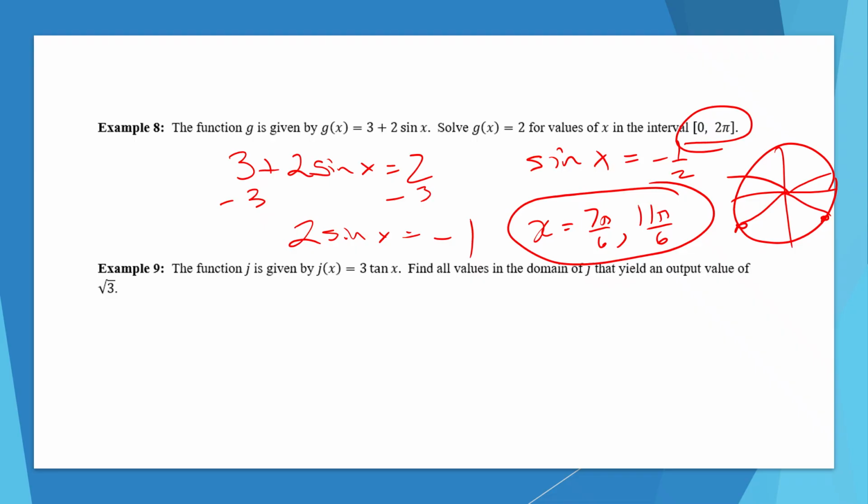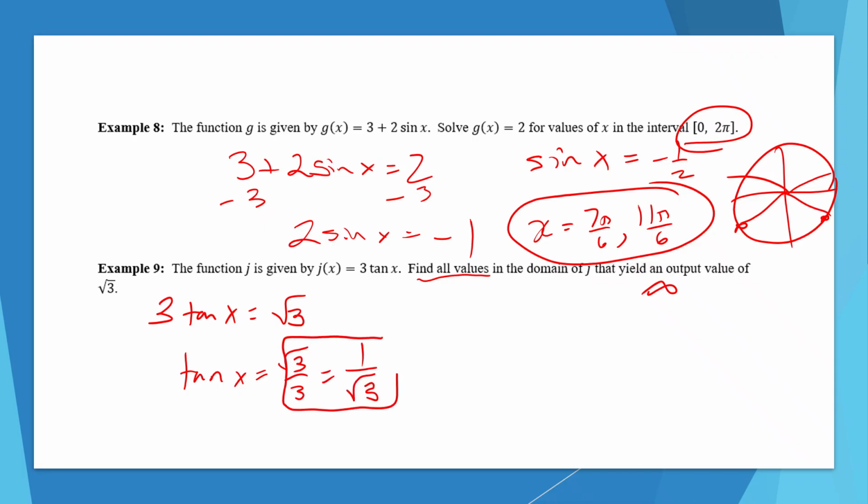Number 9, here we want to find all values in the domain that yield an output value of root 3. So we see 3 tan x equals root 3. This is going to be infinitely many solutions because there's no restricted domain. Answering this question, we're just going to first divide both sides by 3 to get tan x equals root 3 over 3. This is the same as 1 over root 3.